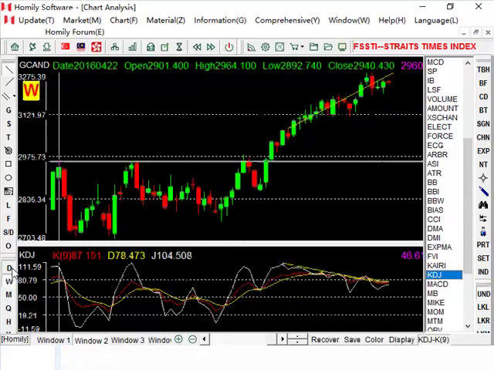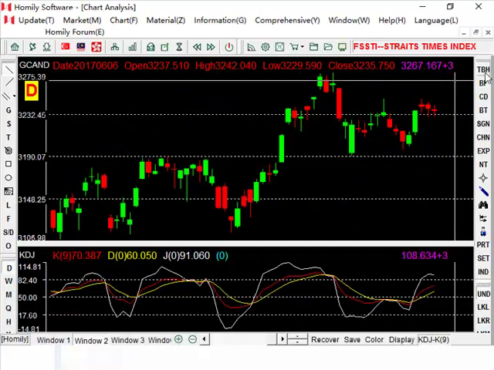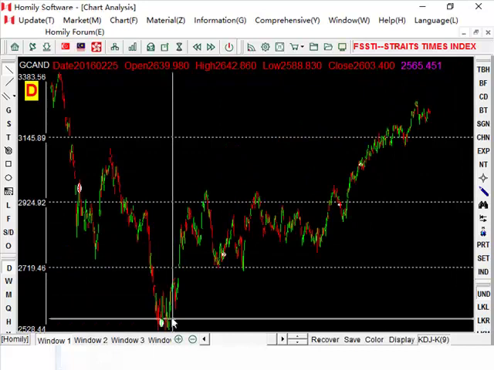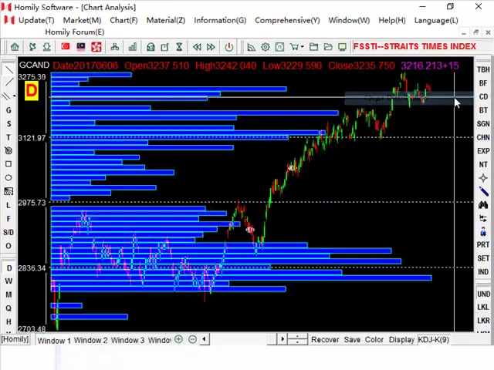Then we can see the monthly chart. On the monthly chart, we can use many functions to judge. Firstly, we can use the chips distribution to judge where the support and resistance are. You can connect this low point to this high point, then click CD, chips distribution. Then we know recently the market is still sideways during this period.